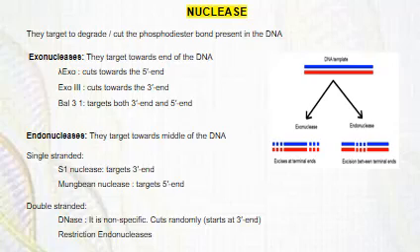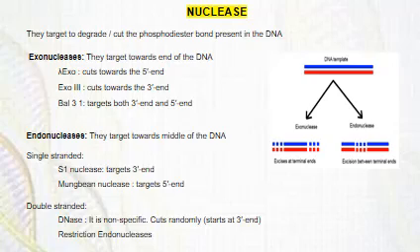Coming to exonucleases, they target the end of DNA. A hydrolyzing reaction that breaks the phosphodiester bond at either the 3' end or 5' end is called an exonuclease. Examples of exonucleases: lambda exo cuts towards the 5' end, exo 3 cuts towards the 3' end, and Bal 31 targets both the 3' end and 5' end.